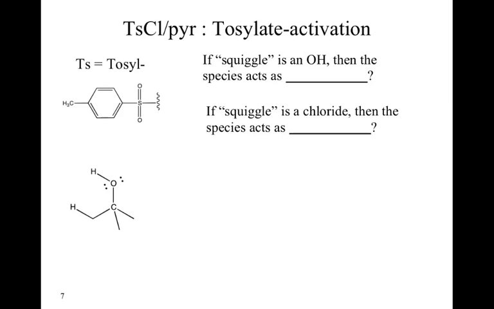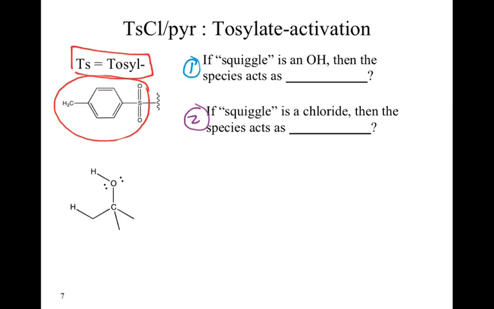You may see reference to this thing as a TS or a tosyl. The TS in tosyl is that piece right there. Okay? It shows up fairly frequently in a variety of forms, and in fact it shows up as two forms. Call that 1, and we'll call that 2. So what we're saying in that statement is that in 1, if the squiggle is OH, then what does the species act as? So let's convert that now to an OH.